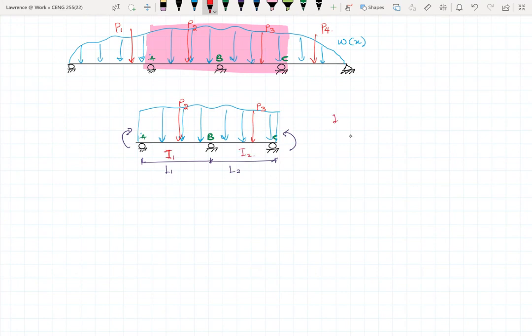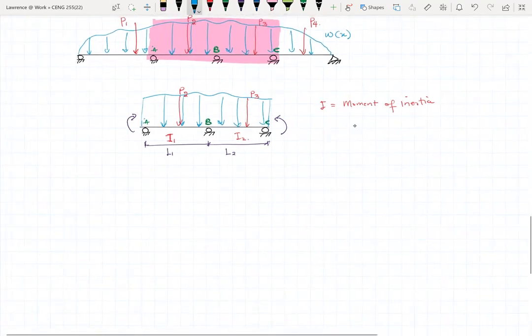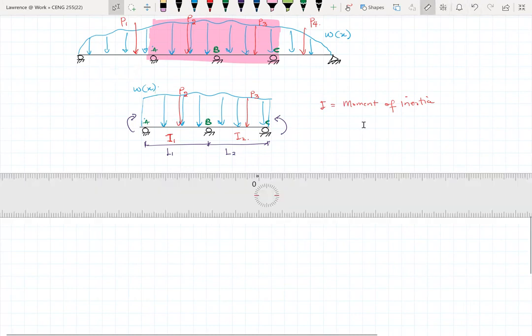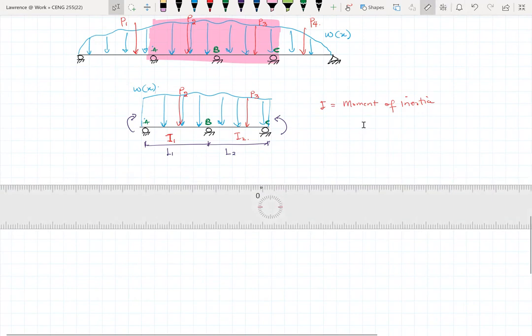The I here is the moment of inertia, which I believe you should know by now from your strength of materials class. So this is W, X. Based on that, I can look at just the portion between A and B, and then draw the elastic curve for that portion.